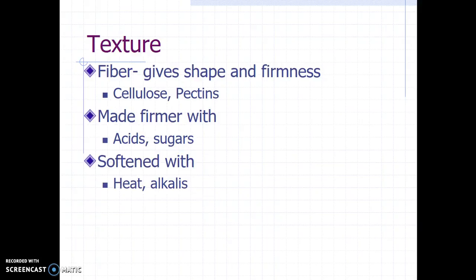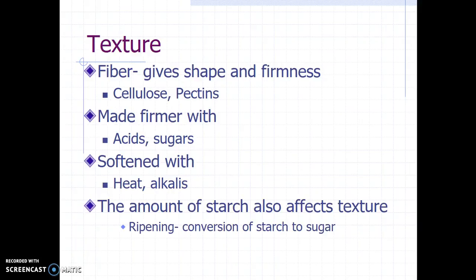It can be softened with the addition of heat. If we were to make applesauce, if you were to just dice up apples, put them in a pot and cook them down, they would turn into applesauce. So with heat, it's softened. And the same thing with alkali. We talked about that with using baking soda to brighten the color of vegetables, but you see nutrient loss as well as mushiness in the food. Also, the amount of starch that's in a vegetable affects the texture.